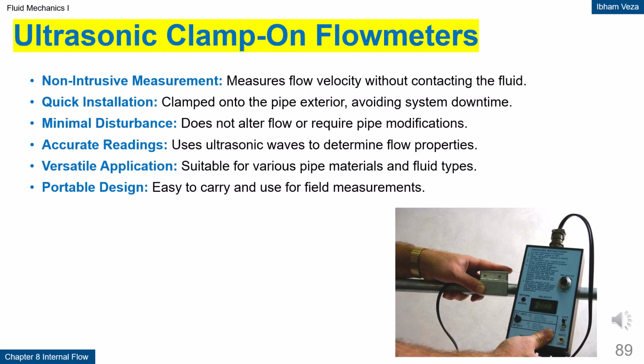Ultrasonic clamp-on flow meters. This flow meter is installed by clamping it onto the outside of the pipe without cutting or opening the system. Ultrasonic waves are used to measure the flow velocity through the pipe wall. This method allows measurements without stopping system operation. Because it does not directly contact the fluid, leakage risk is avoided. This device is very practical for field measurements and energy audits.